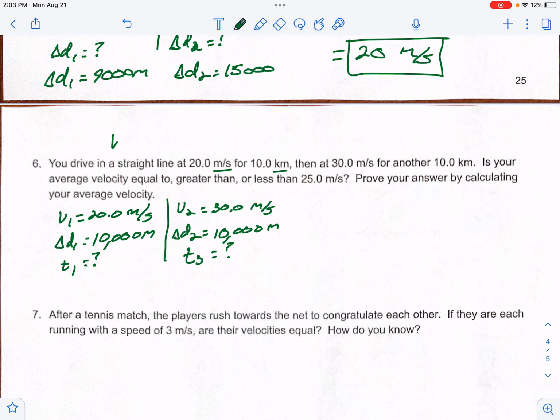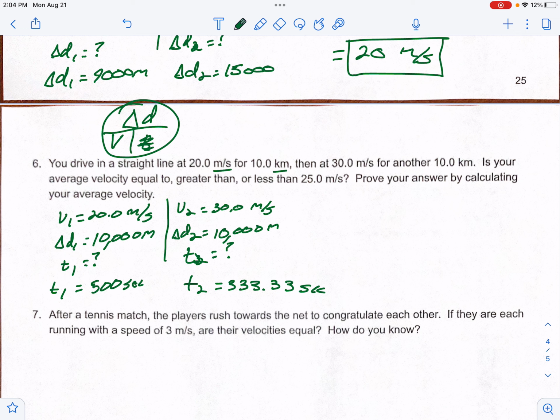So we're going to do our V, D, T. Sorry. I'm looking for time, so cover it up. So it's going to be D divided by V. So that 10,000 divided by 20. So time 1, 10,000 divided by 20 is going to give me 500 seconds. And then time 2, I'm going to take that 10,000 and divide it by 30. And I get 333.33 seconds.